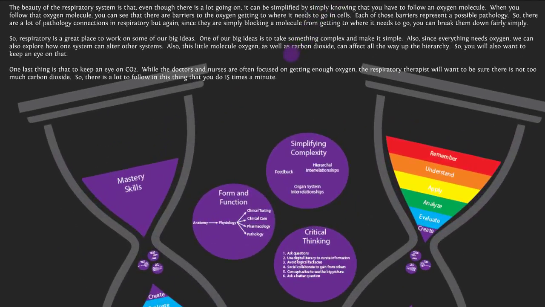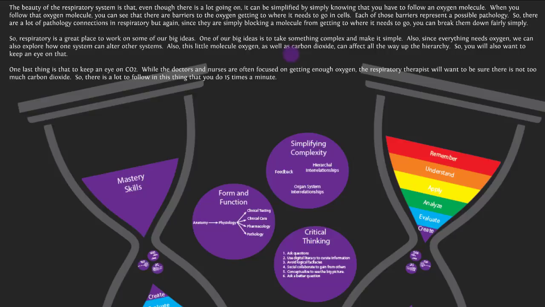I like the physiology. The beauty of the respiratory system is that even though there's a lot going on, it can be simplified by simply knowing that you have to follow an oxygen molecule. When you follow that oxygen molecule, you can see that there are barriers to the oxygen getting to where it needs to go in cells. So each of those barriers represents a possible pathology. So there's a lot of pathology connections in respiratory, but again, since they're simply looking at blocking a molecule from getting to where it needs to go, you can break them down fairly simple.